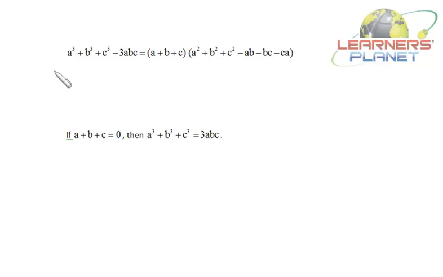Now, in this case, a³ + b³ + c³ - 3abc = (a+b+c)(a² + b² + c² - ab - bc - ca). In this case, we can observe that a factor of the left hand side is a+b+c. So if a+b+c is 0, the entire right hand side will be 0. In that case, a³ + b³ + c³ - 3abc is 0. That means a³ + b³ + c³ will be 3abc if a+b+c is equal to 0.